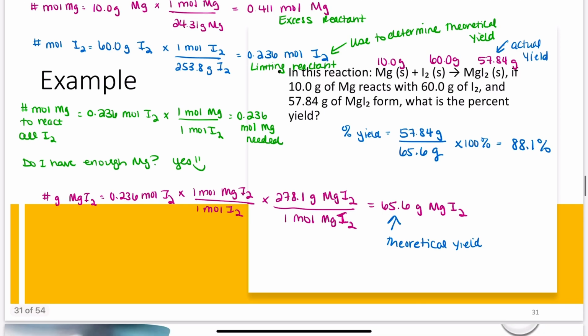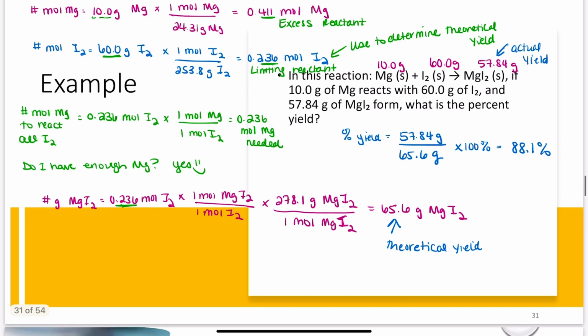Now, this had 3 sig figs, so my answer here had 3 sig figs. 3 sig figs here, 3 sig figs here. This had 4 sig figs, but this only had 3 sig figs, which means my final answer can still only have 3 sig figs. In the next video, we will work more complex examples, but I wanted you guys to get a basis.